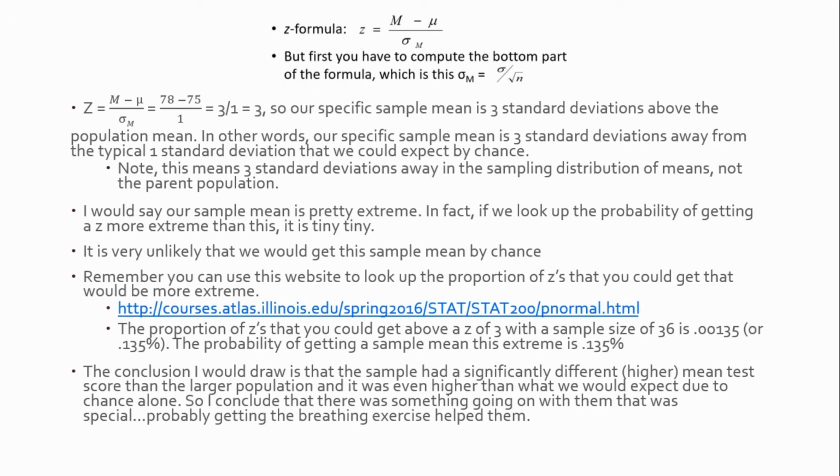All right, so when we have that standard error of the mean, we calculate it as 1. If we plug it into the z-score formula, we end up getting a z of 3. So our specific sample mean is 3 standard deviations above the population mean in the sampling distribution of means. Out of all the sample means that we could get from the parent population, ours is pretty extreme, okay? Note, that's 3 standard deviations away from the mean in the sampling distribution of the means, okay? Not the parent population mean.